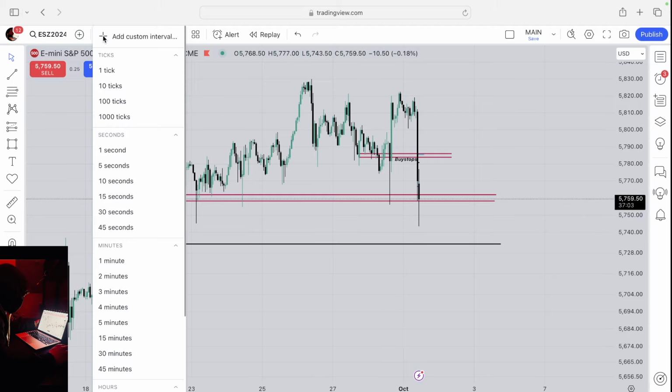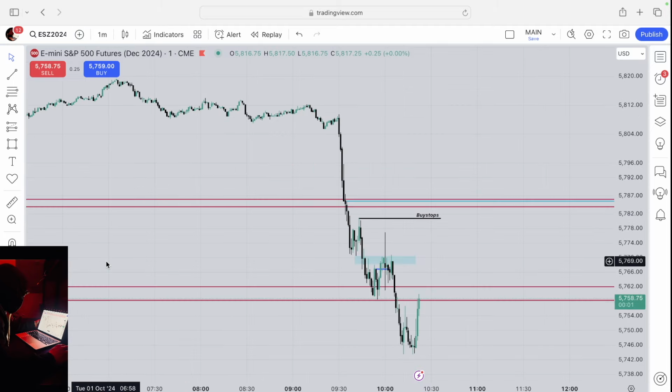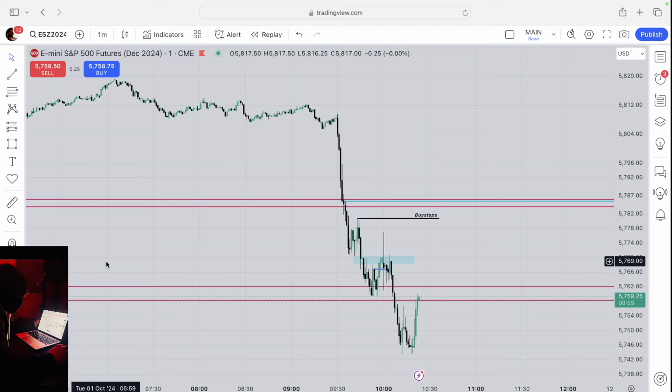But anyway, looking at the charts here, we have ourselves a market structure shift. Is this going to be the catalyst for the highs up here? Potentially.